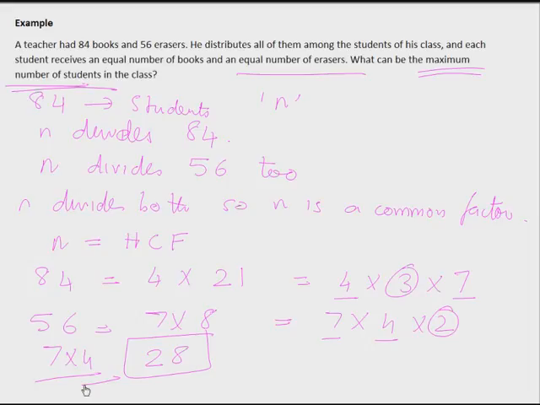The maximum number of students in class must be 28. Let's see if that's reasonable. If there were 28 students in class, yeah, sure, I could distribute 84 among them. Each would get 3. And yeah, I could distribute 56 erasers among them. Each would get 2. And clearly no number greater than this will divide 56 unless it's 56 itself. So 28 is the answer.